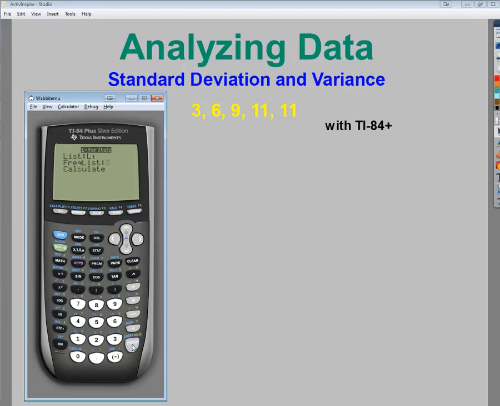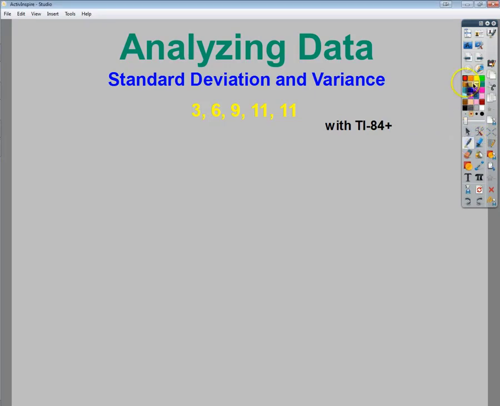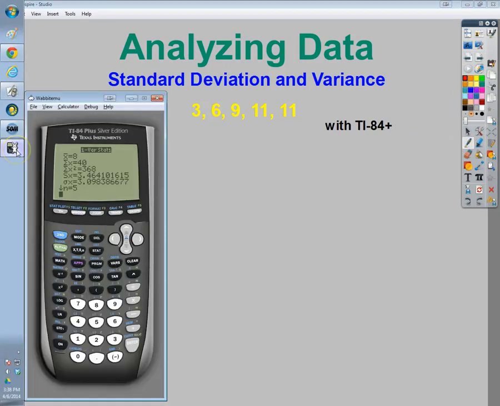I'm not going to pick a frequency list here, and I'm just going to hit Calculate. Now it'll tell me pretty much everything that I need to know. It tells me what my mean value is, so it tells me it's 8. So if I were to pop that out, I would say, well, here's my mean value right here.